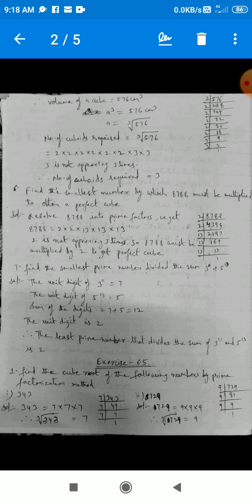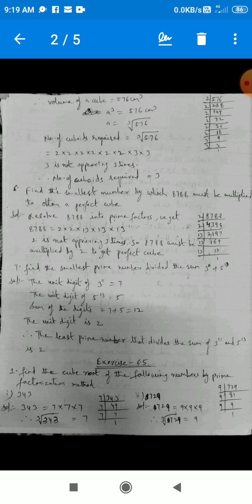Seventh problem. Find the smallest prime number dividing the sum 3 to the power of 11 plus 5 to the power of 13. Solution. The unit digit of 3 to the power of 11 is equal to 7. The unit digit of 5 to the power of 13 is equal to 5. Sum of the digits is equal to 7 plus 5 is equal to 12. The unit digit is 2. Therefore, the least prime number that divides the sum of 3 to the power of 11 and 5 to the power of 13 is 2.